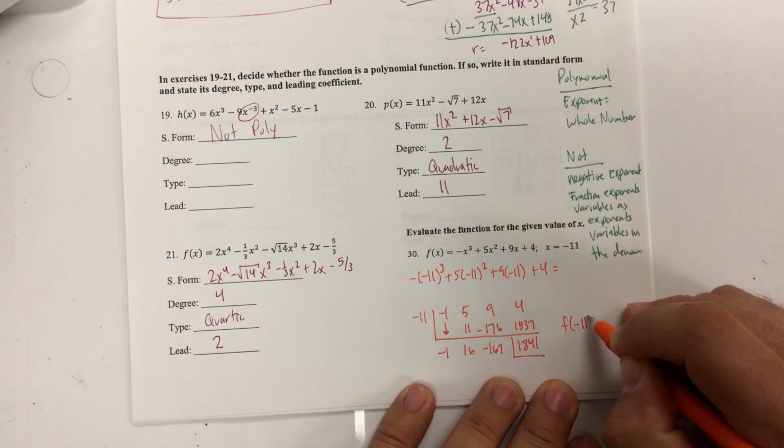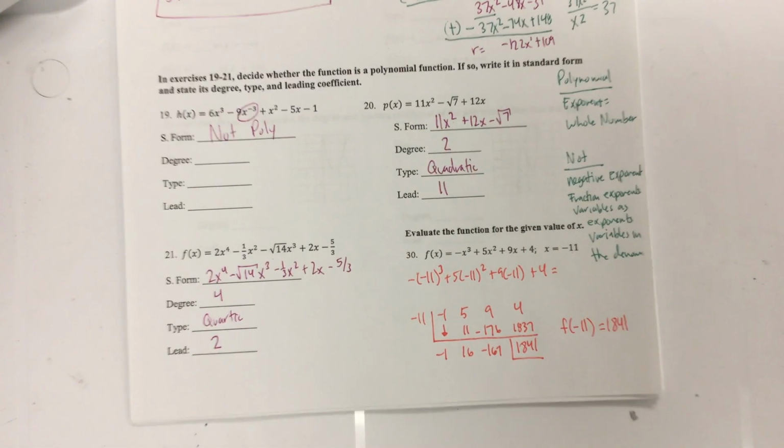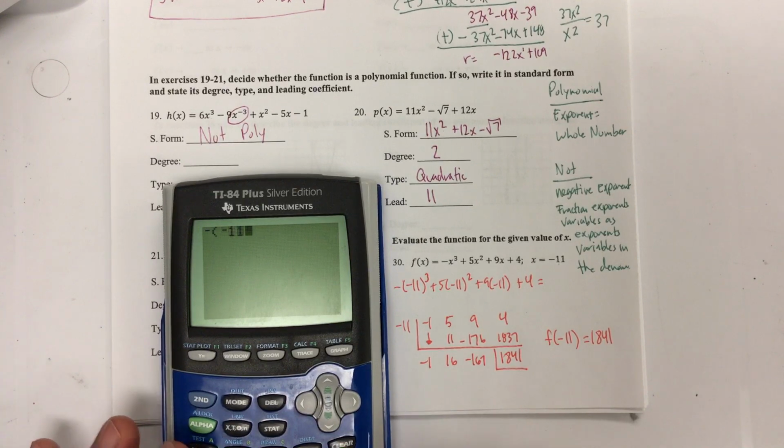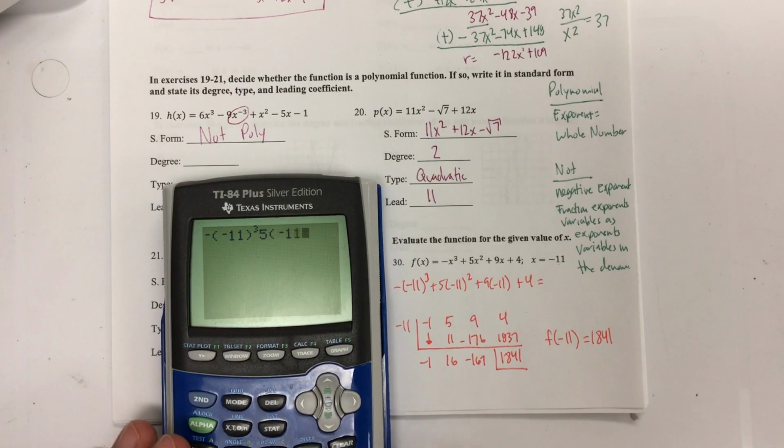So f of negative 11 is equal to 1,841. And if you wanted to double check this, you could definitely do that in a calculator. All right, so this is how it would look. So I'm just going to type this in this calculator here real quick so you can kind of see. So if we did it like this one here, so negative 11 raised to the third plus 5 times the negative 11 squared plus 9 times negative 11 plus 4.